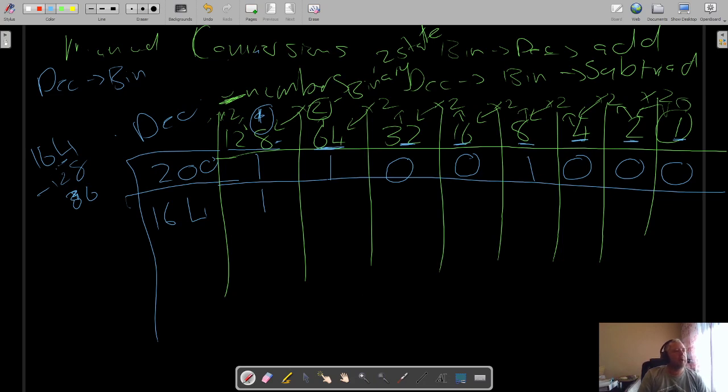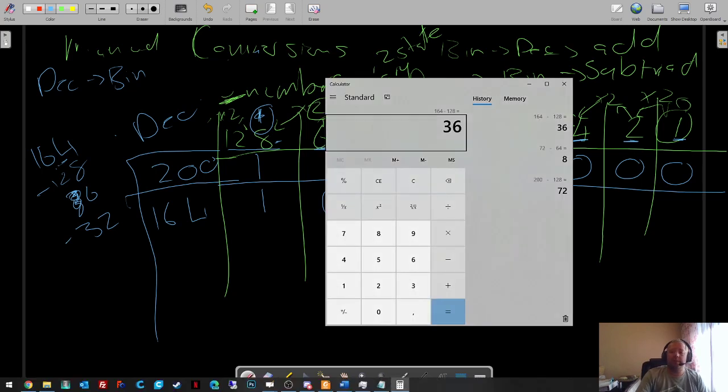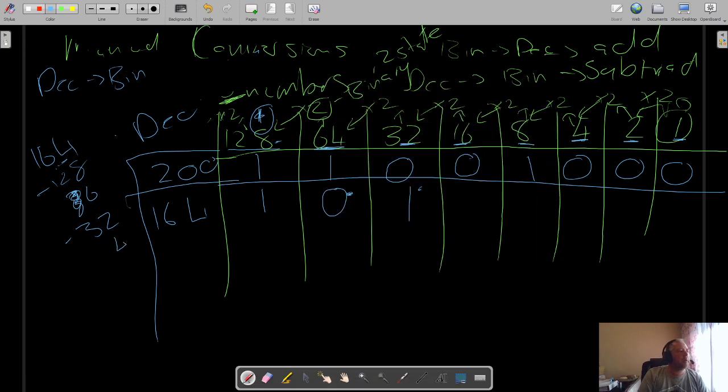Okay, we go to the next number. Can I subtract 64 from 36? No, I can't. So it's a 0. Go to the next number. Can I subtract 32 from 36? Yes, I can. So it's a 1. And we do the maths. 36 minus 32, and we end up with 4. So we go to the next number.